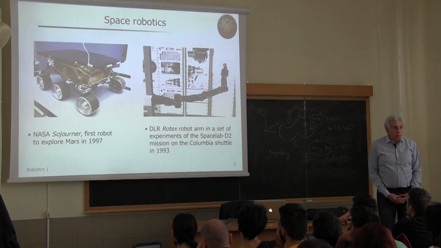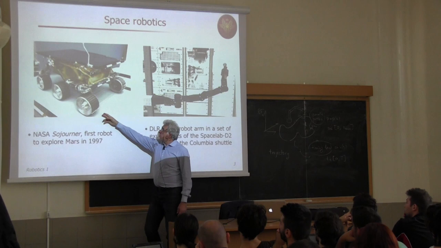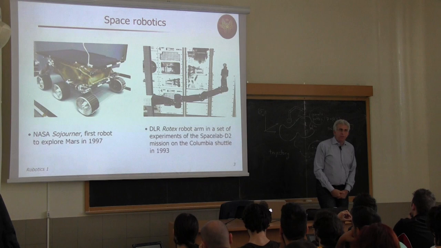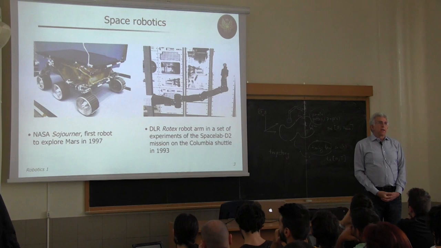a wheeled robot with fixed wheels, so these wheels could not reorient. So they proceeded by skid steering, but the suspension of these wheels was very advanced so that it could adapt to very uneven terrain, different types of rigidity or soil types, from sandy to rocky.